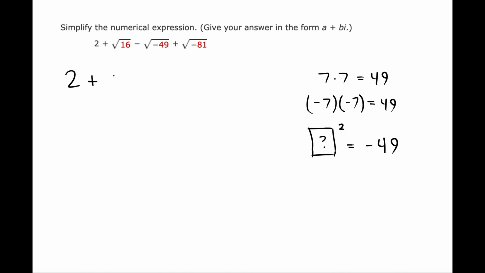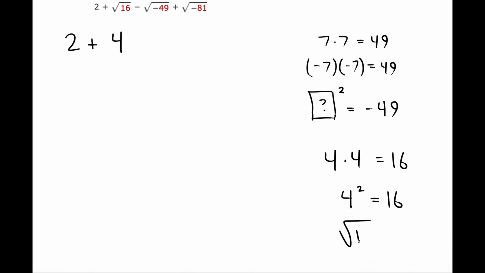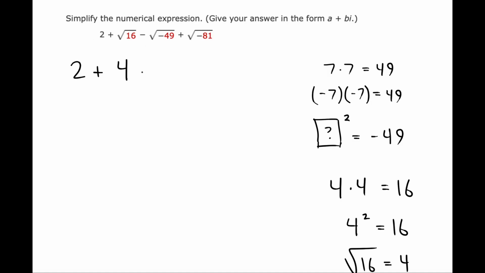Square root of 16 is going to be 4 because 4 times 4 makes 16. If 4 squared makes 16, then the square root of 16 is 4. I'm going to bring down the negative, and now I'm going to introduce two separate radicals to take the place of the 49. I'm also going to introduce two separate radicals to take the place of the negative 81.